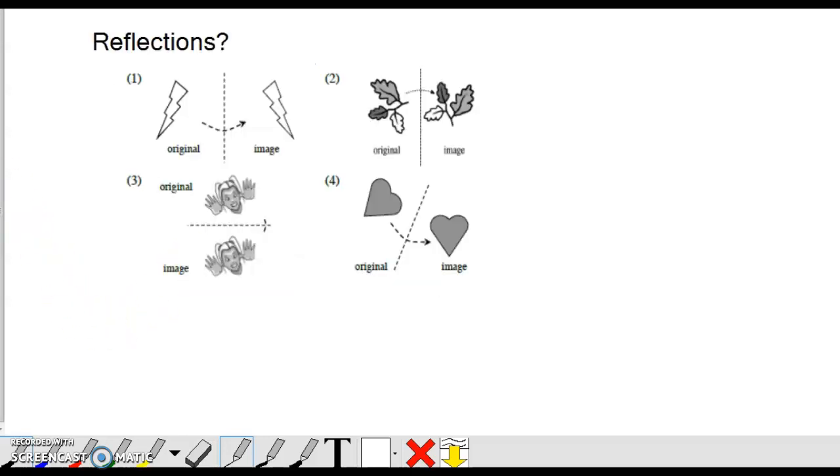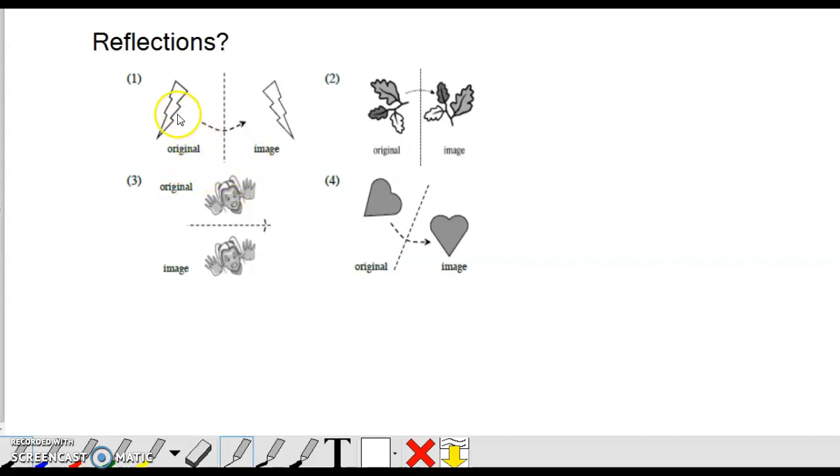If you're coming back from unpausing it, I want you to take a moment and look at these and just ask yourself, are these reflections? And if they're not reflections, what do you think they actually are? So pause the video, and in your head, think of what they could be.